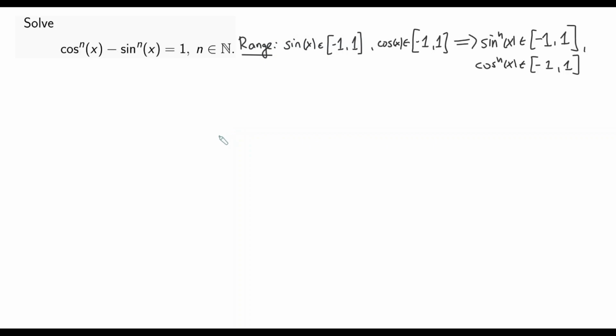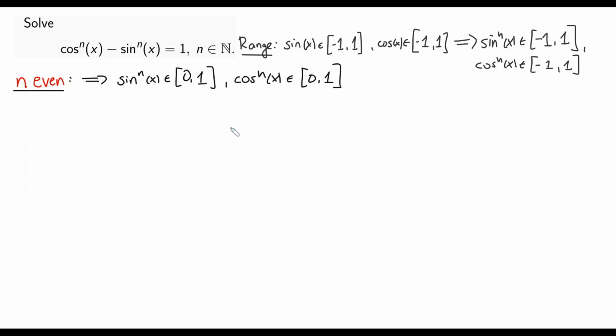Now let's look at the case where n is even. So when n is even, then it follows that the range of sine to the nth and cosine to the nth is reduced to 0 to 1 inclusive. Because if you multiply something negative with something negative, then this becomes positive. Now we can make a key observation.